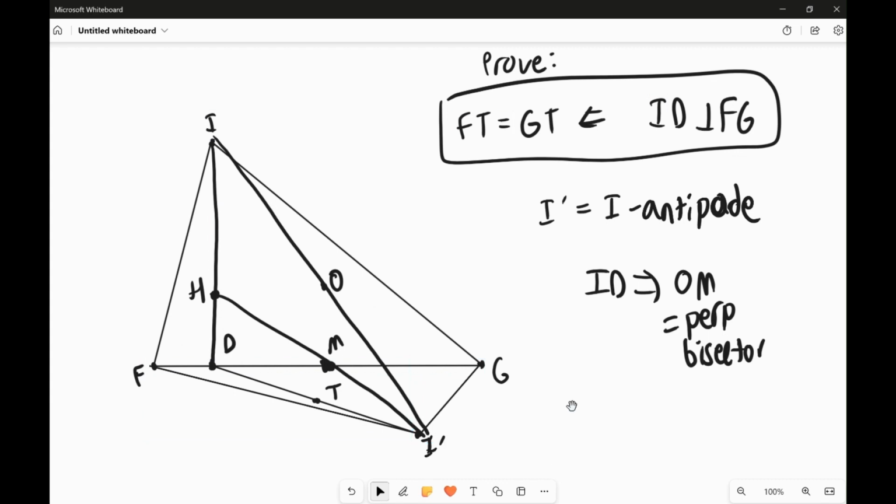So we're done. The main tool we use to prove this problem is noting that D is unique and the reflecting the orthocenter lemma. So thank you so much for watching. I hope you enjoyed.